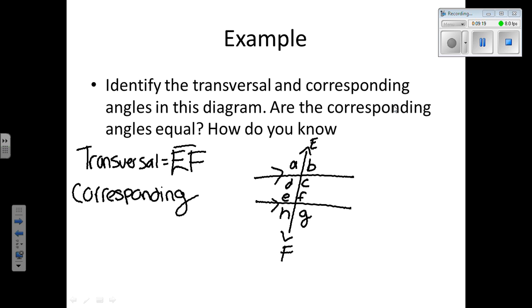I can see that there are 4 pairs of corresponding angles. My corresponding angles are A and E, D and H, B and F, and C and G. And I can tell that AB and CD are parallel due to the little arrows we have, which also mean parallel. So each pair of corresponding angles are equal to each other.